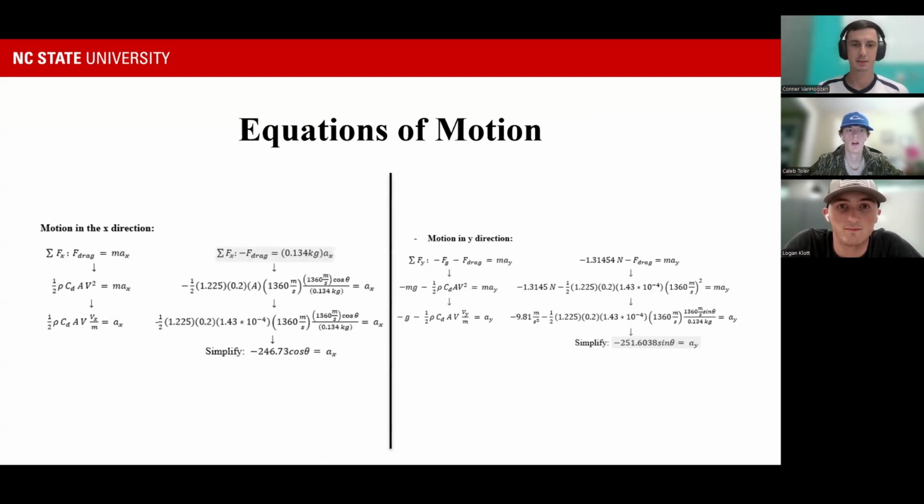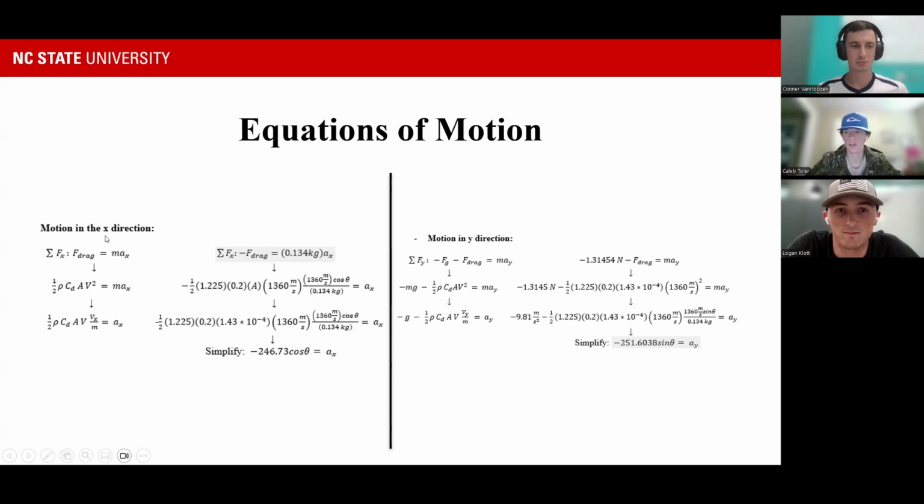Next, going into some of the equations of motion. In the X direction, we have only drag. If you look right here, you can see drag changes with total velocity. To split it up into components, you have to multiply by 1360, but also 1360 cosine of theta. You can't just square the X component. And the same will be for the Y.